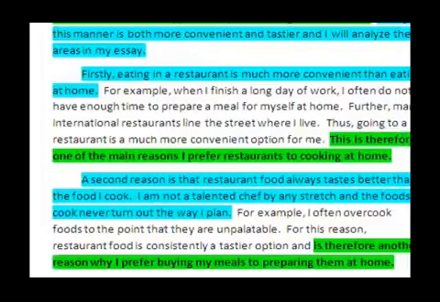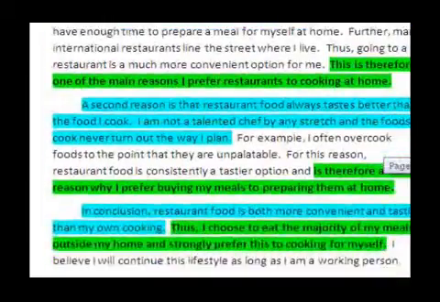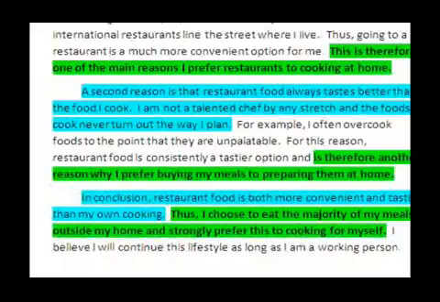Okay, second supporting paragraph. A second reason is that restaurant food always tastes better than the food I cook. I am not a talented chef by any stretch, and the foods I cook are plain. So I mark this in blue because this is linking back to what was presented in our outline sentence in the introduction paragraph. For example, I often overcook foods to the point that they are unpalatable. For this reason, restaurant food is consistently a tastier option and is therefore another reason why I prefer buying my meals to preparing them at home. Again, I mark this in green because this is linking to the thesis.